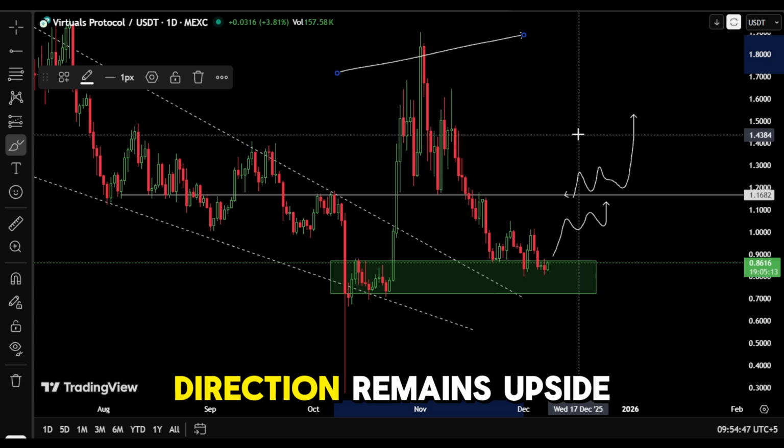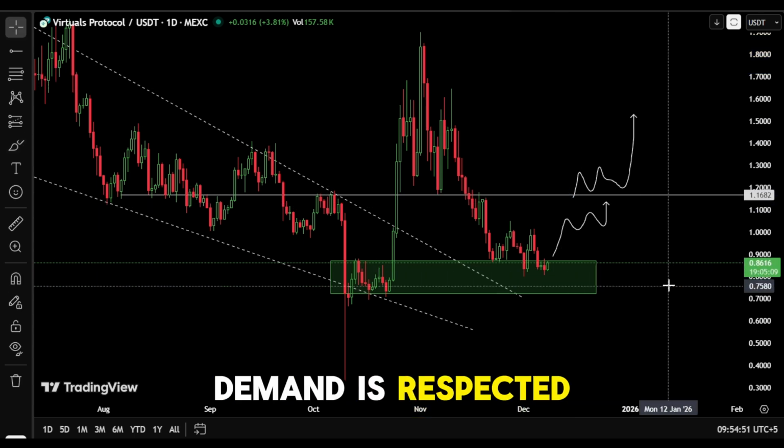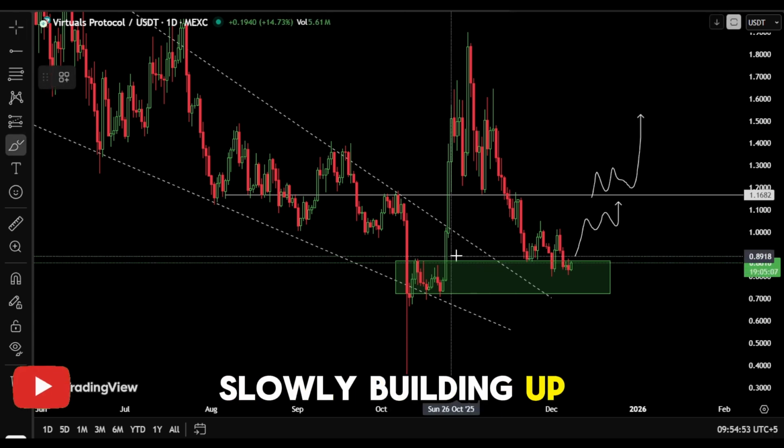For now, the direction remains upside, structure is valid, demand is respected, and momentum is slowly building up again.